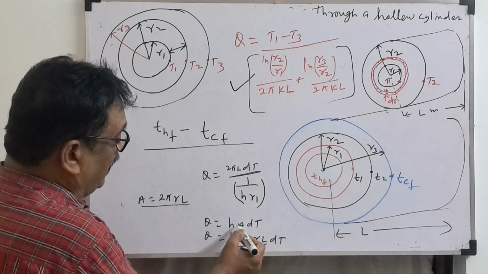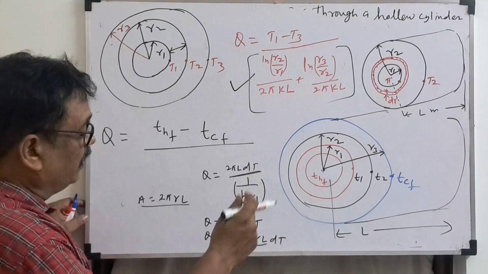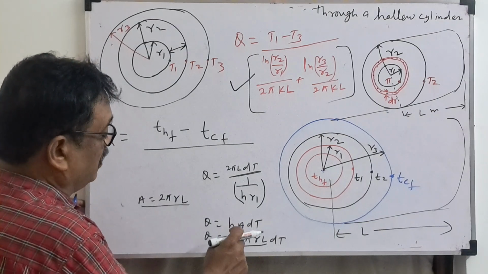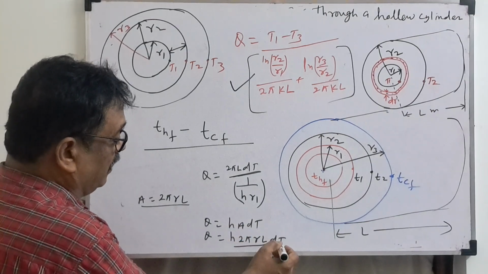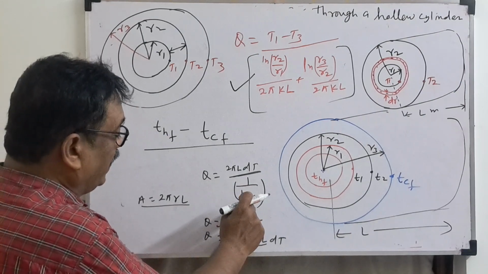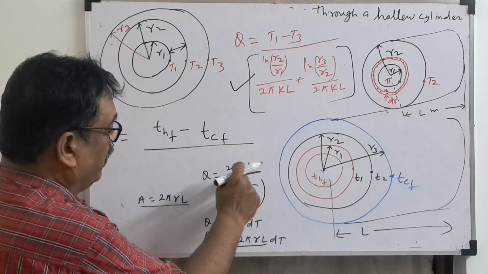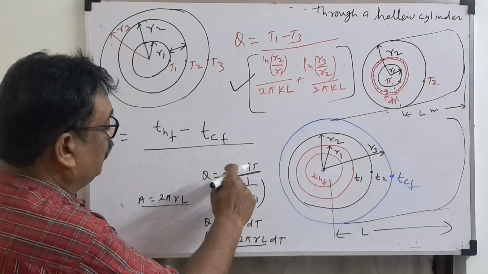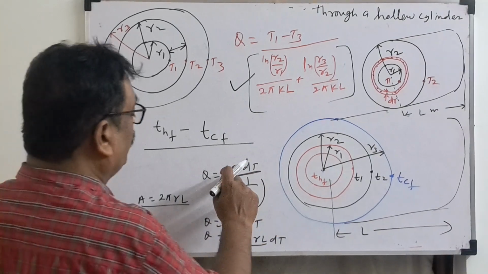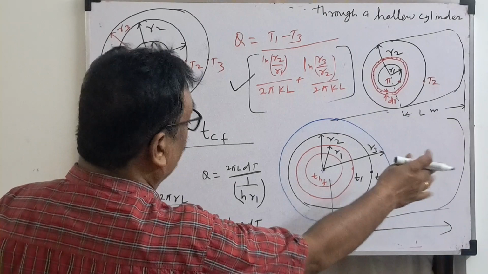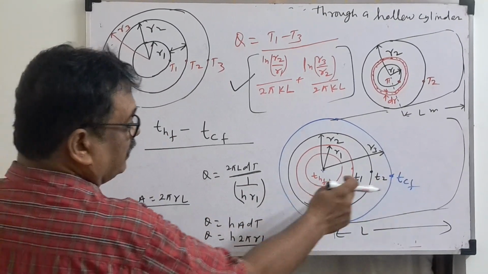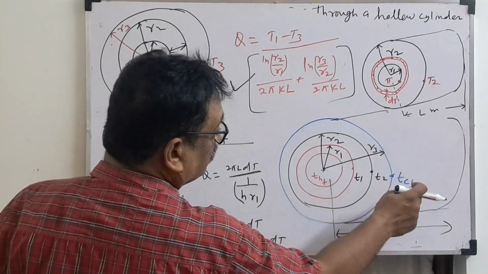See one more time, hA dT. In the previous video also I gave hA dT for convective heat transfer. h is the convective coefficient, and A is equal to 2 pi RL, times the temperature difference. Now Q is equal to 1 by hR1, it will come down. 2 pi L will be on top. Why is 2 pi L taken? Because 2 pi L is common for everyone. So this will be the convective part, this will be the conduction part, this is also the conduction part, and this is also the convective part.